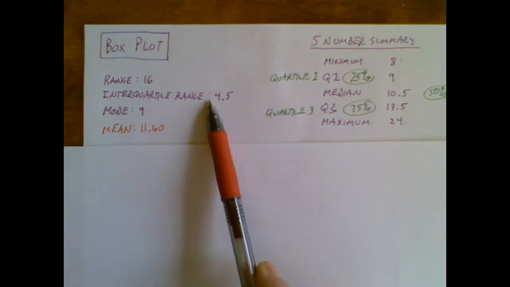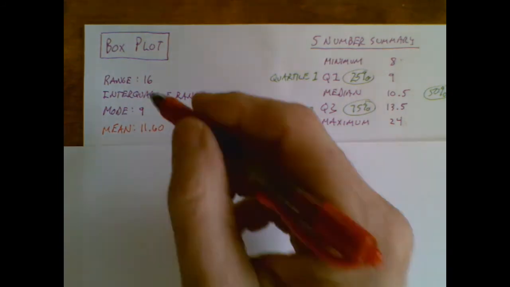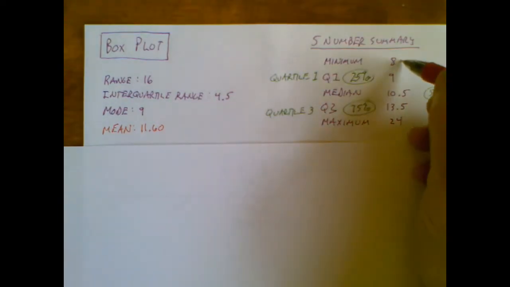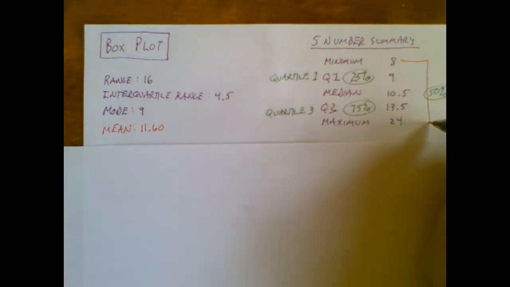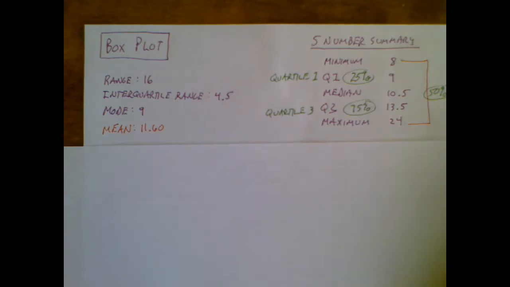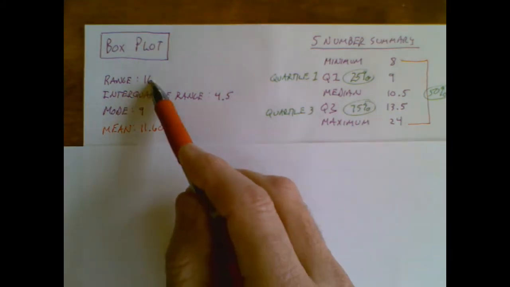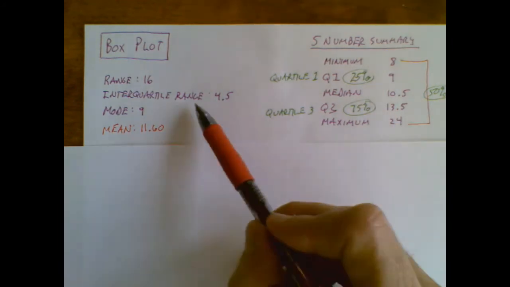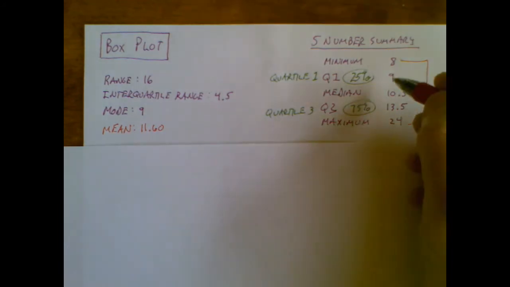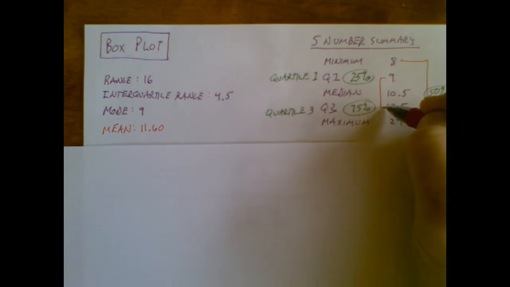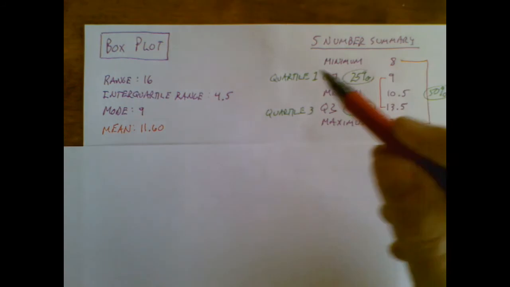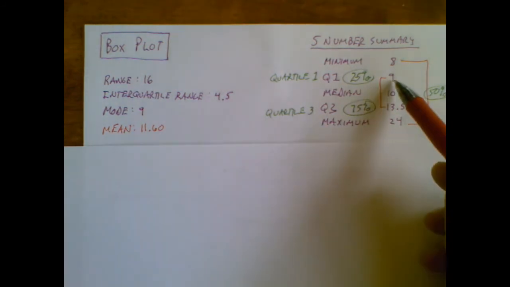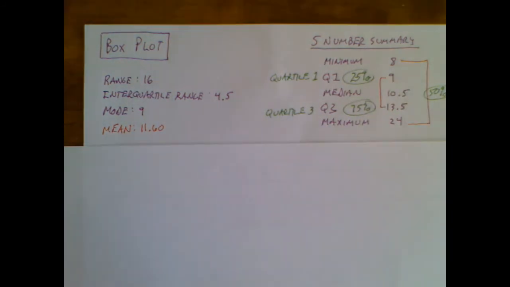And then let's look at the range and the interquartile range. The range is the distance from the smallest to the largest. So there's a range of $16 between the smallest wage and the largest wage. And the interquartile range is the distance between the first quartile and the third quartile. So there's a $4.50 difference between quartile 1 and quartile 3.